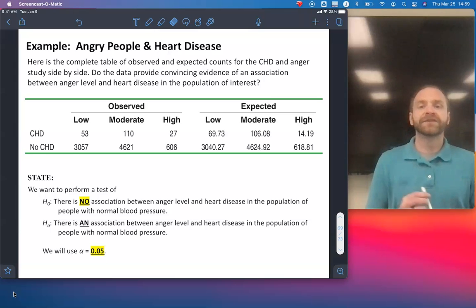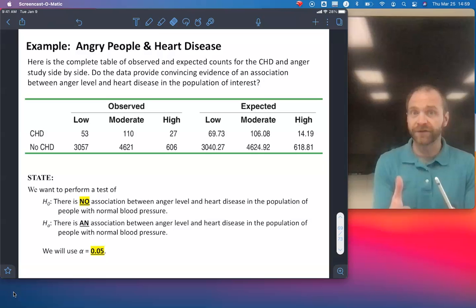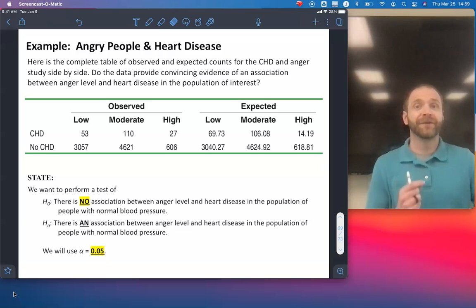Notice how we wrote our null and alternative. We're doing it based off association here. There is no association or there is an association between the two categorical variables across the population of interest. All that was context from the prompt.